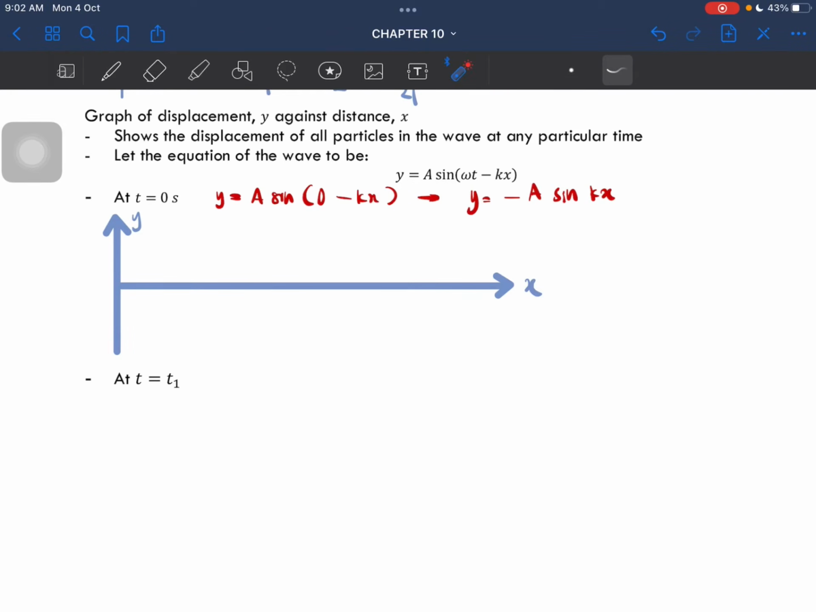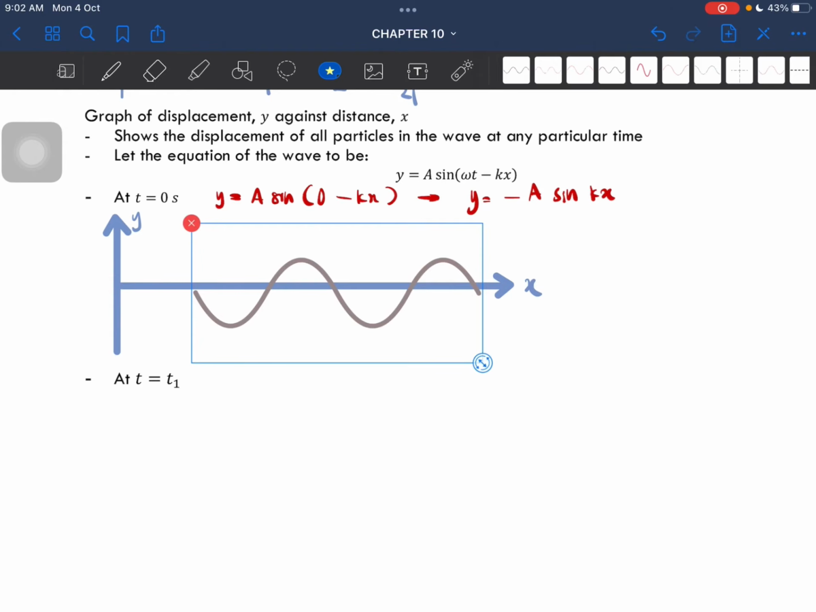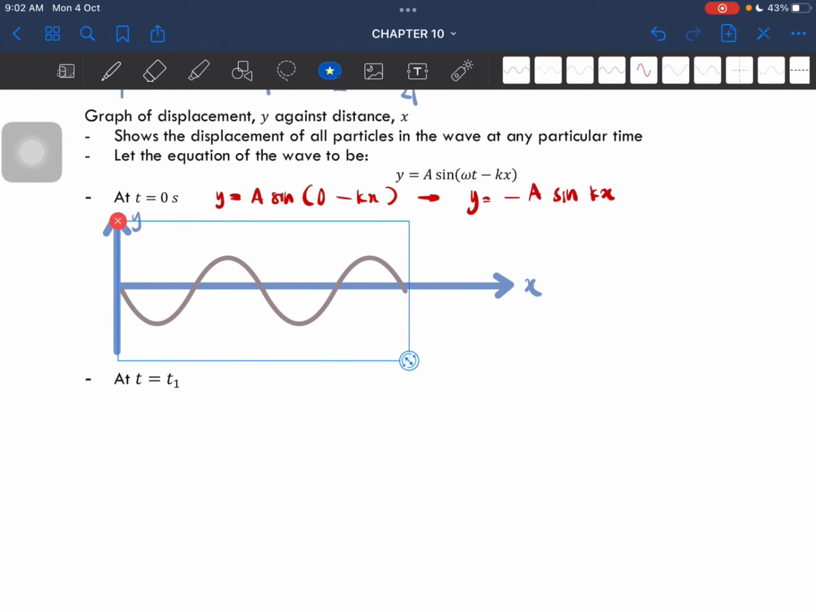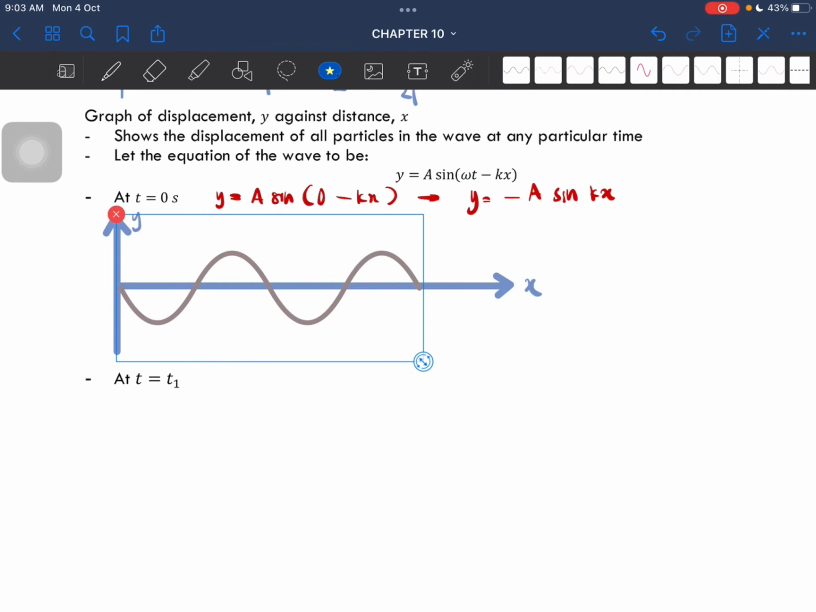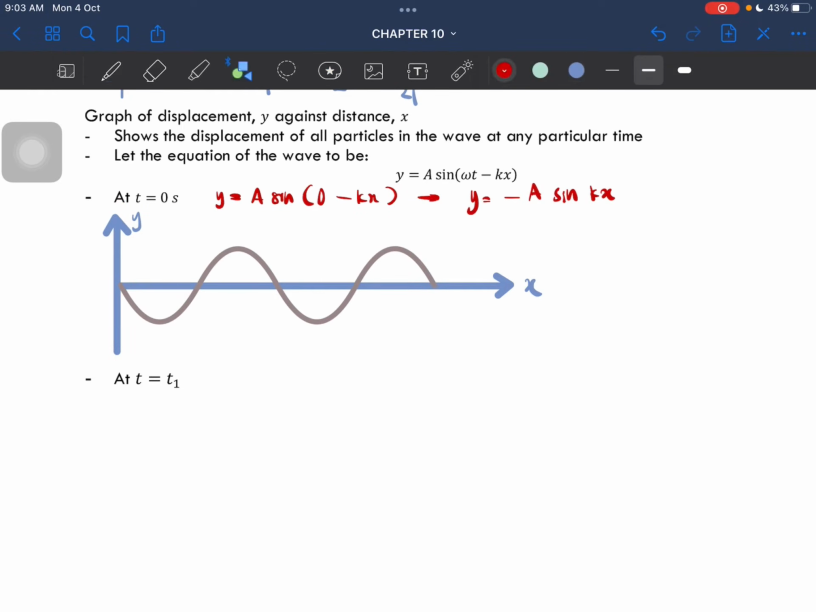So it will start with a sine graph but at the negative y axis. Okay, because we have a negative here, negative amplitude. So it's going to start from the negative. So we just draw it from the negative. Okay, roughly like that. So it starts from negative. This is a, this is negative a, and then this is a sine graph.